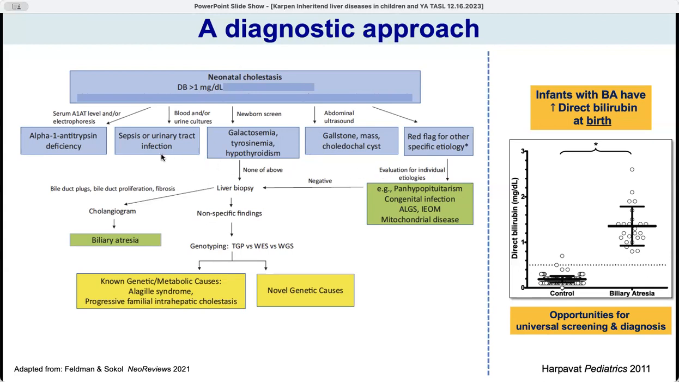And the point here is to take care of things that are important early on, like sepsis, significant things that we can identify on the newborn screen, and certainly obvious surgical issues with an ultrasound. One can also evaluate for addressable issues with infections and pan-hypopit. And in this particular diagnostic, which I'm going to share, I believe I'm going to change in a bit, there's a primacy of liver biopsy to then tell us whether to do a cholangiogram to evaluate for biliary atresia.